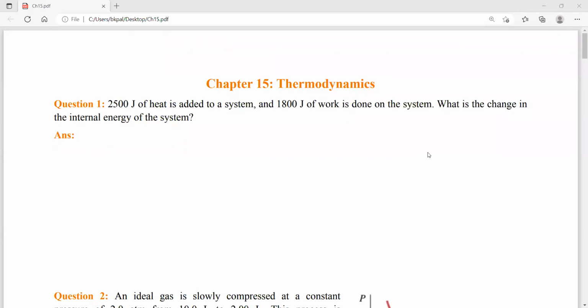All right, so let's start the problem solving session for chapter 15.